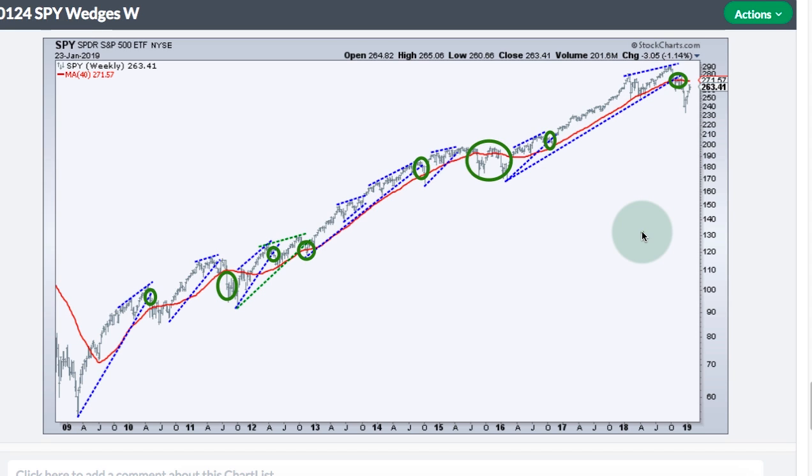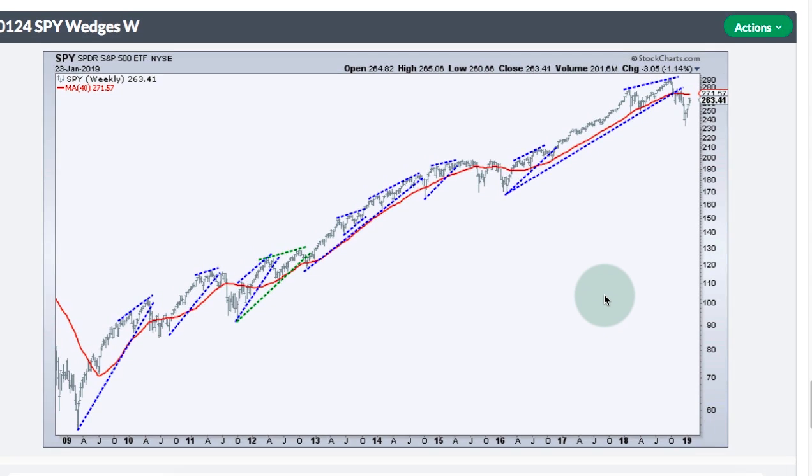But I think the point we need to really focus on is if we're hitting a new 52-week high, we probably need to ignore bearish patterns. And if we're above the 40-week moving average or 200-day moving average, we'd probably be better off ignoring bearish patterns because trends tend to extend longer than we expect.